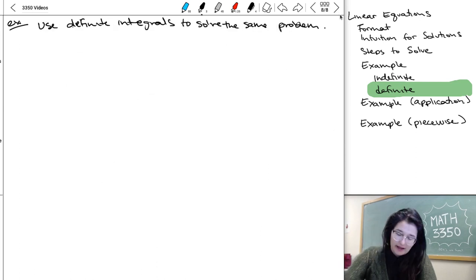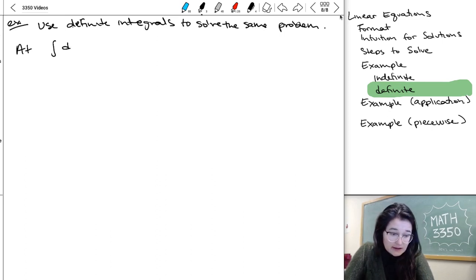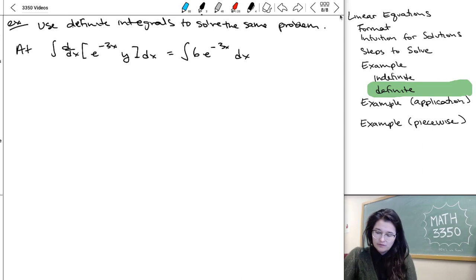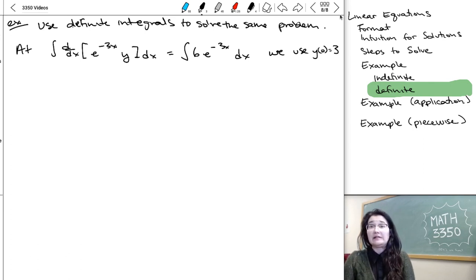So if we're at the point of having d/dx of e to minus 3x y dx equals integral, we'd like to use our initial condition. And real quick, I want to note that I wrote this a little bit different.